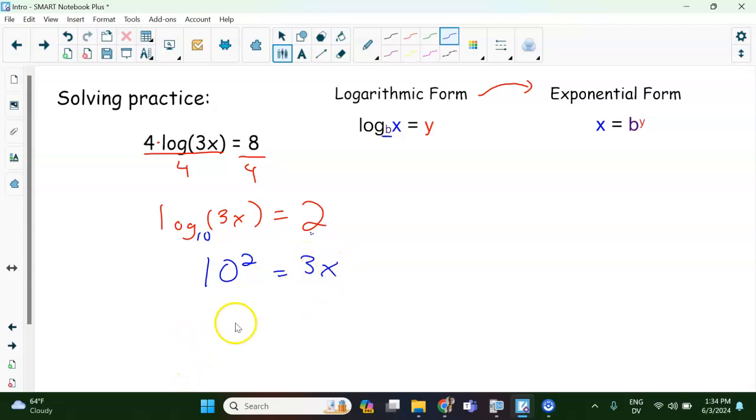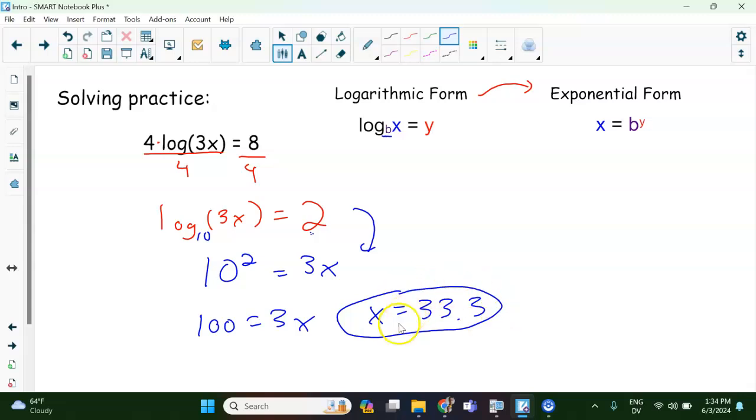And now we're pretty much done, right? That's called switch forms. And once you get there, you're good, because now you just have 100 equals 3x. And then just divide everything by 3. And you get about 33.3 as your answer.